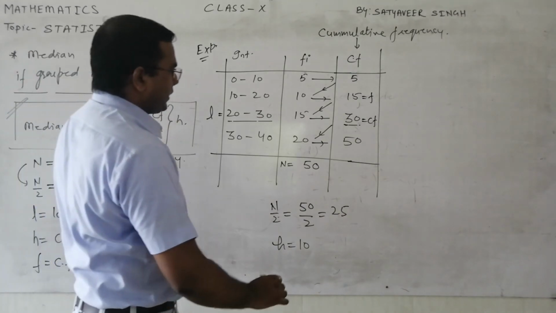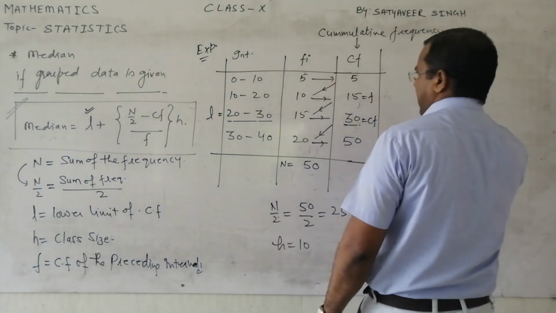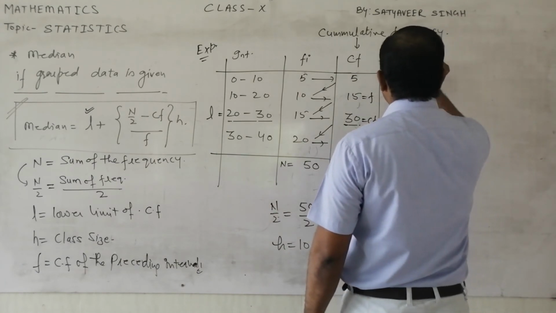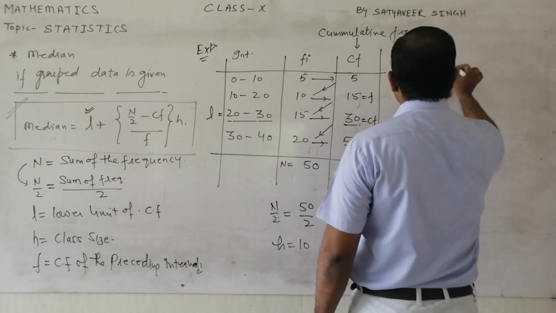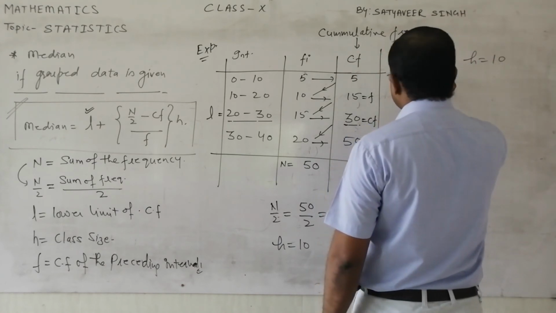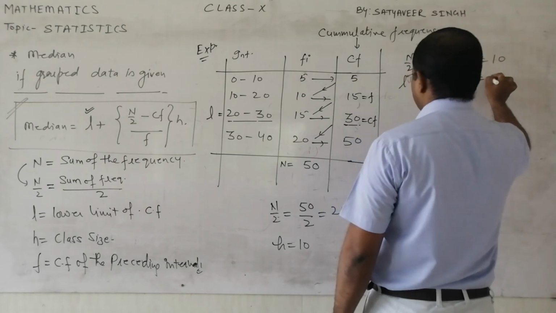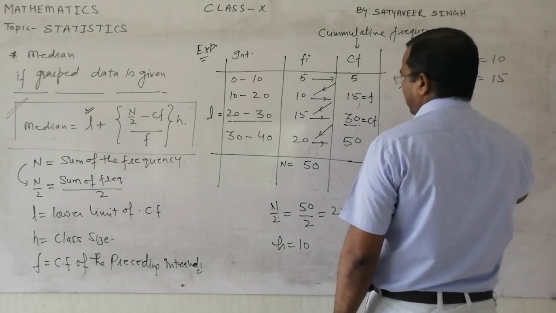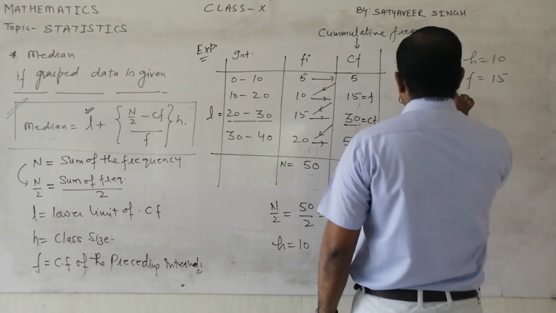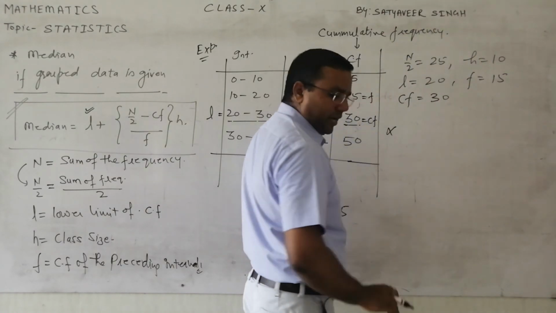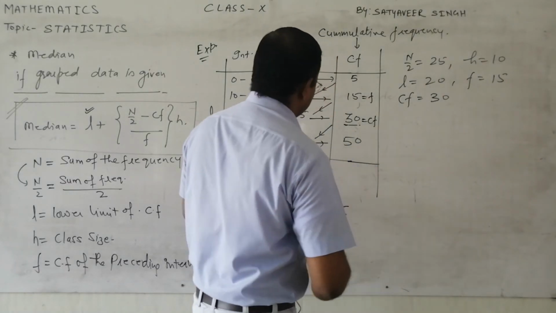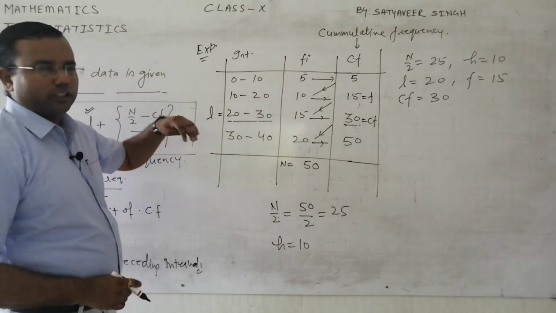See, now I am utilizing this formula here. So I have all the terms. I can write here now the value: n upon 2 is 25, h is 10, lower limit is 20, f is 15, and CF is 30. So we have the formula of the median. We can apply that formula here. Everything I have written is from this table only.